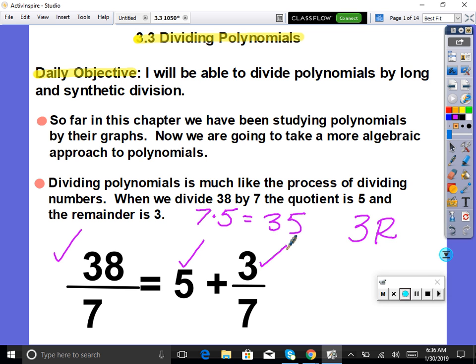Now, since it did not divide perfectly, since our remainder wasn't 0, isn't it true that 7 and 5 are not considered factors of 38? Factors means they multiply to be 38, yeah? But we can still divide them, it's just we don't get a very pretty answer. So that idea is exactly the same as polynomials.